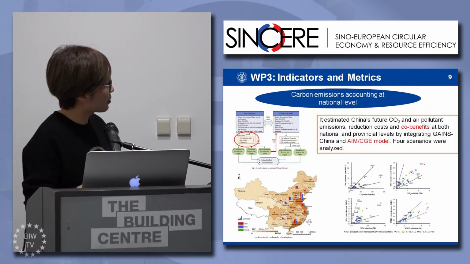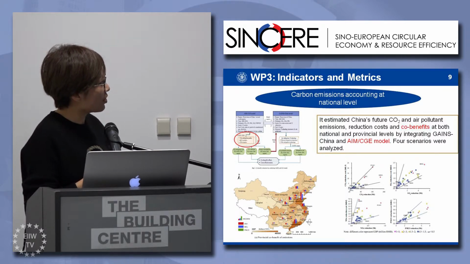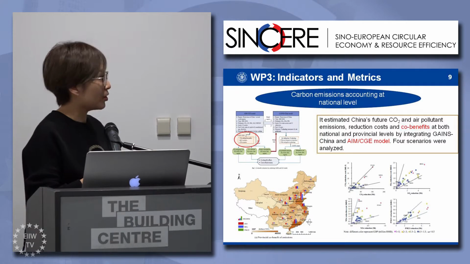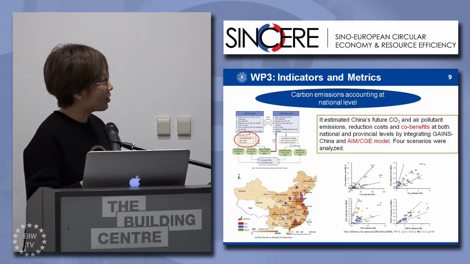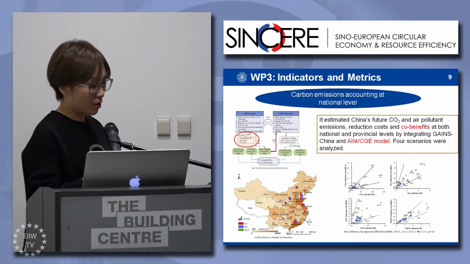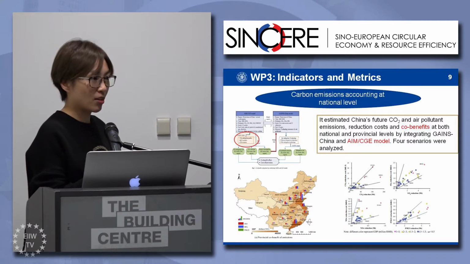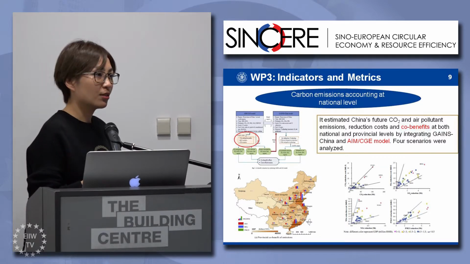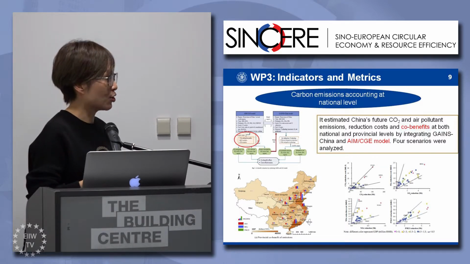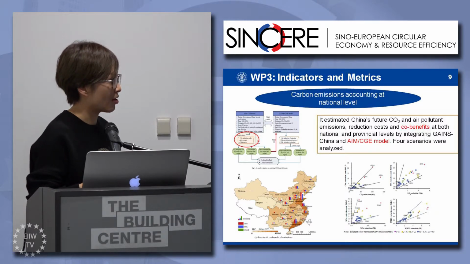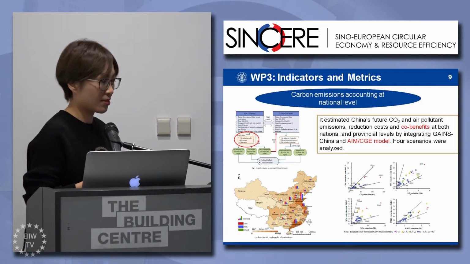That's what they found. And this one is the carbon emission accounting at the national level. They look at the co-benefits. My understanding of the co-benefits is the co-benefits of the Chinese government policy of mitigating carbon dioxide. This policy has co-benefits as China also has many other air pollution issues to handle, for example, sulfur dioxide and nitrogen dioxide.